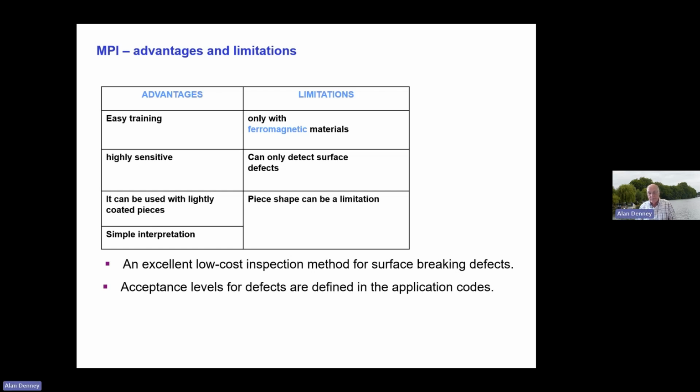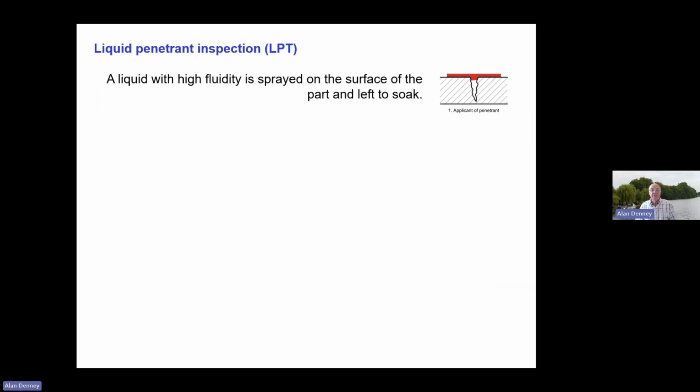And there are acceptance levels because you will pick up all kinds of little indications on the surface which are caused by debris and so on. So there are acceptance levels, and they're defined in your application code or standard for the particular piece. So it's different if it's a pipeline. It's different if it's a pipe from a pressure vessel. It's different if it's a pipeline done to American standards compared with the Norwegian DNV standards, which are widely used, or the British standards, which are basically EN, European standards.